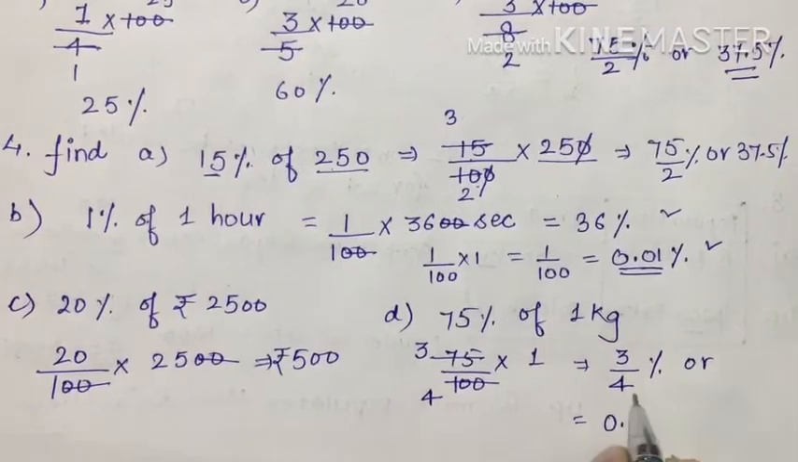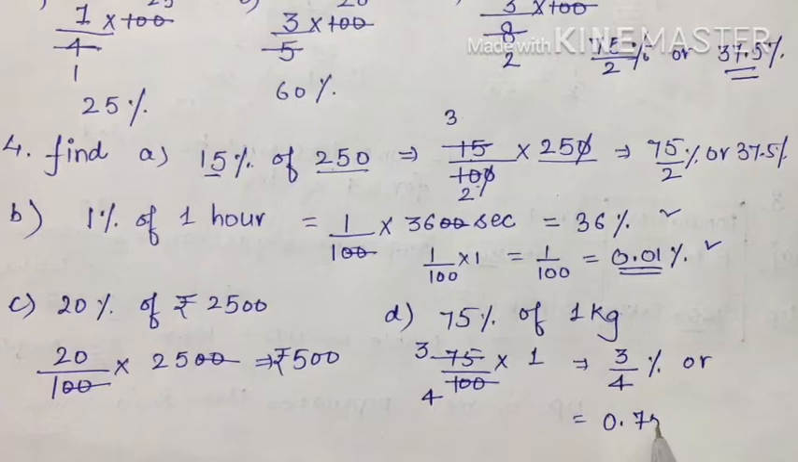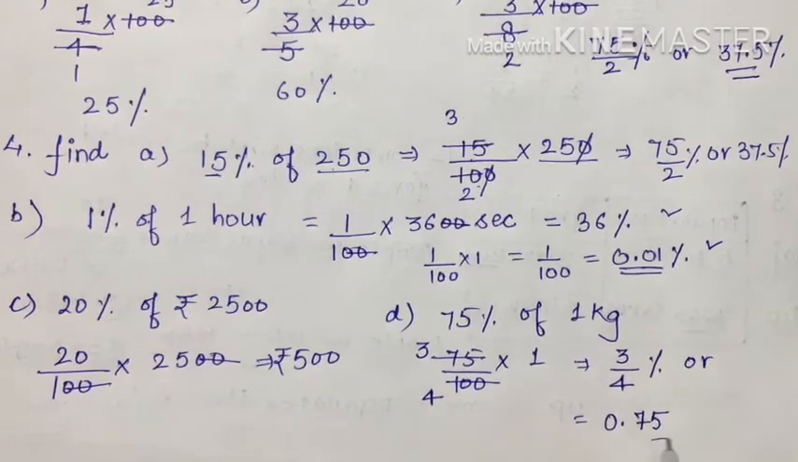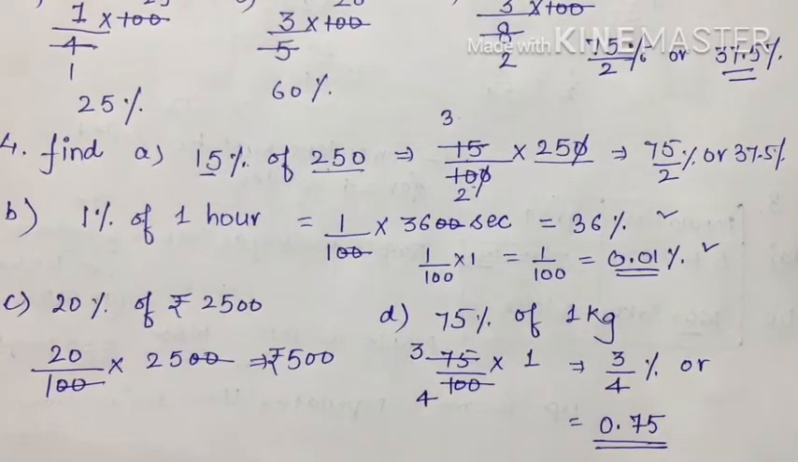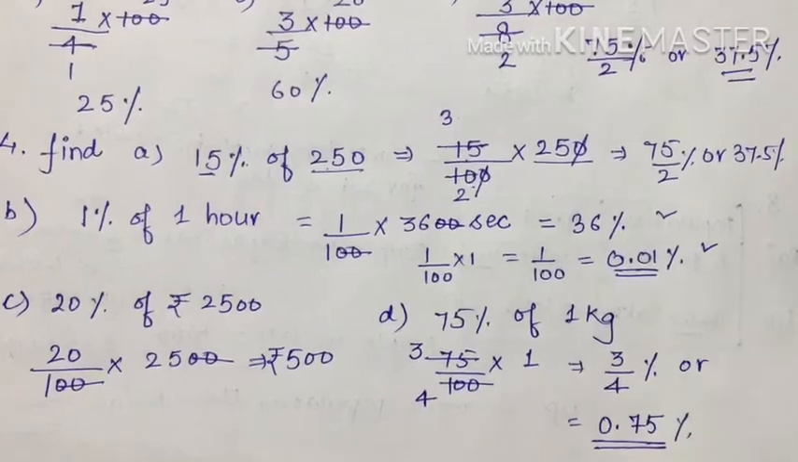it will be 0.75. Okay, 0.75 will be your answer. Both are valid: this is in fraction and this is in decimal.